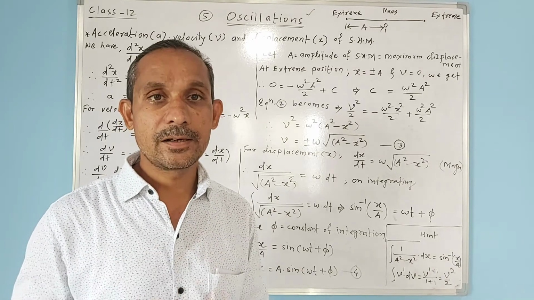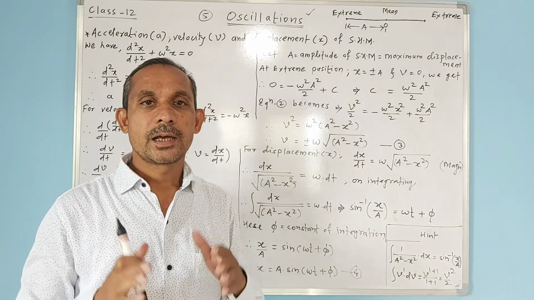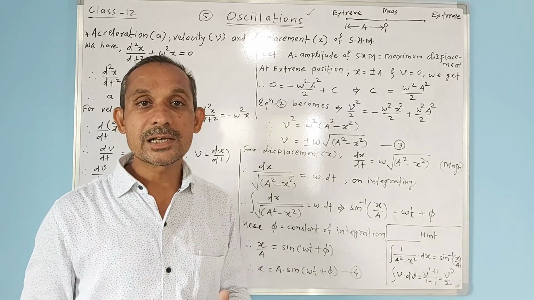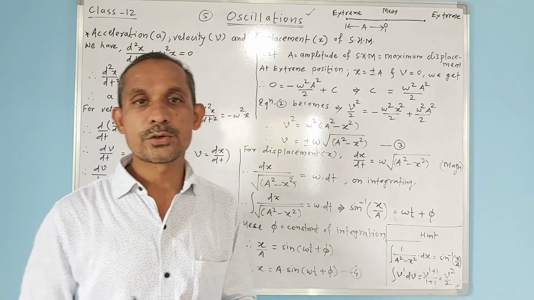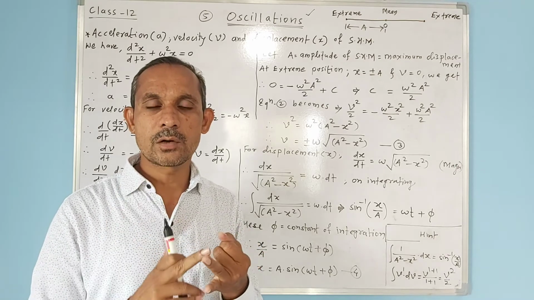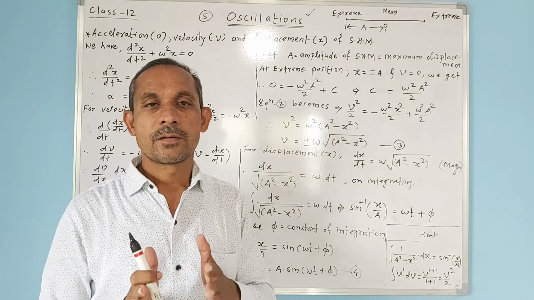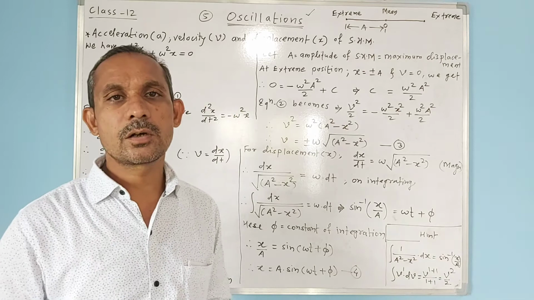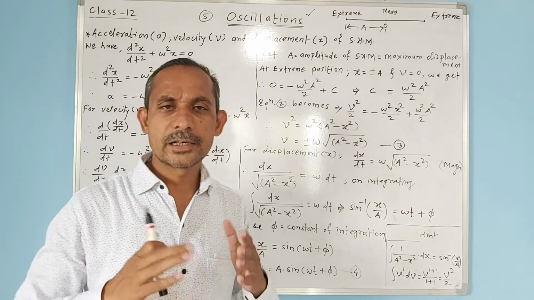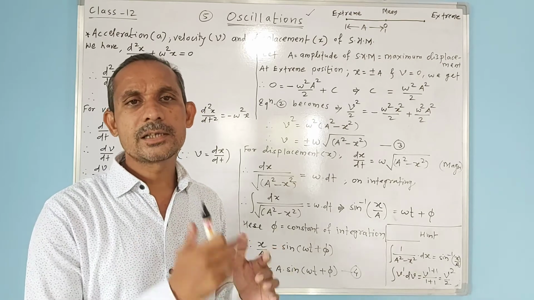describe or derive the equations for acceleration in the simple harmonic motion, velocity of the particle in the simple harmonic motion, or the displacement of the particle in the simple harmonic motion. So these equations, the equation for acceleration, equation for velocity and equation for displacement, we can derive starting from the differential equation of the simple harmonic motion. So let us derive the equations for acceleration, velocity and displacement of the particle in the simple harmonic motion.